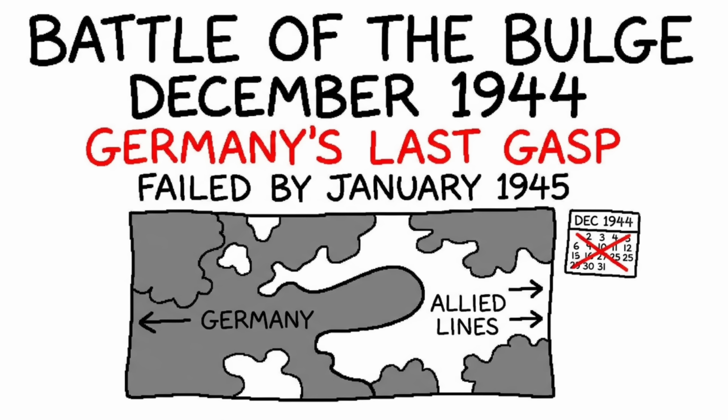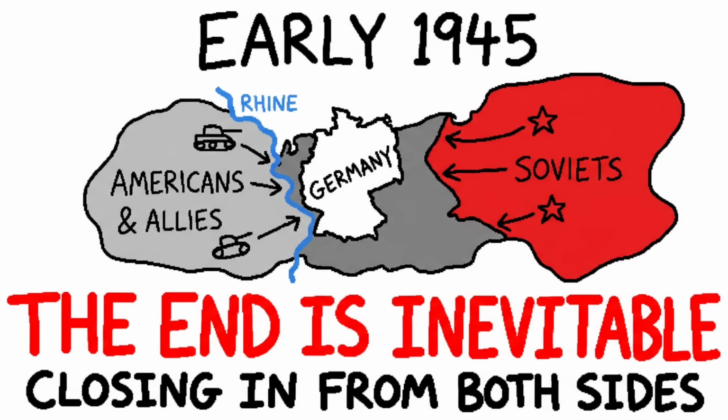In December 1944, Germany launched one last massive counteroffensive in the Ardennes, the Battle of the Bulge, that briefly pushed Allied lines back. But it was Germany's last gasp. By January 1945, it had failed. By early 1945, the end was inevitable. Soviet forces crossed into Germany from the east. American, British, and Allied forces crossed the Rhine River from the west in March 1945.